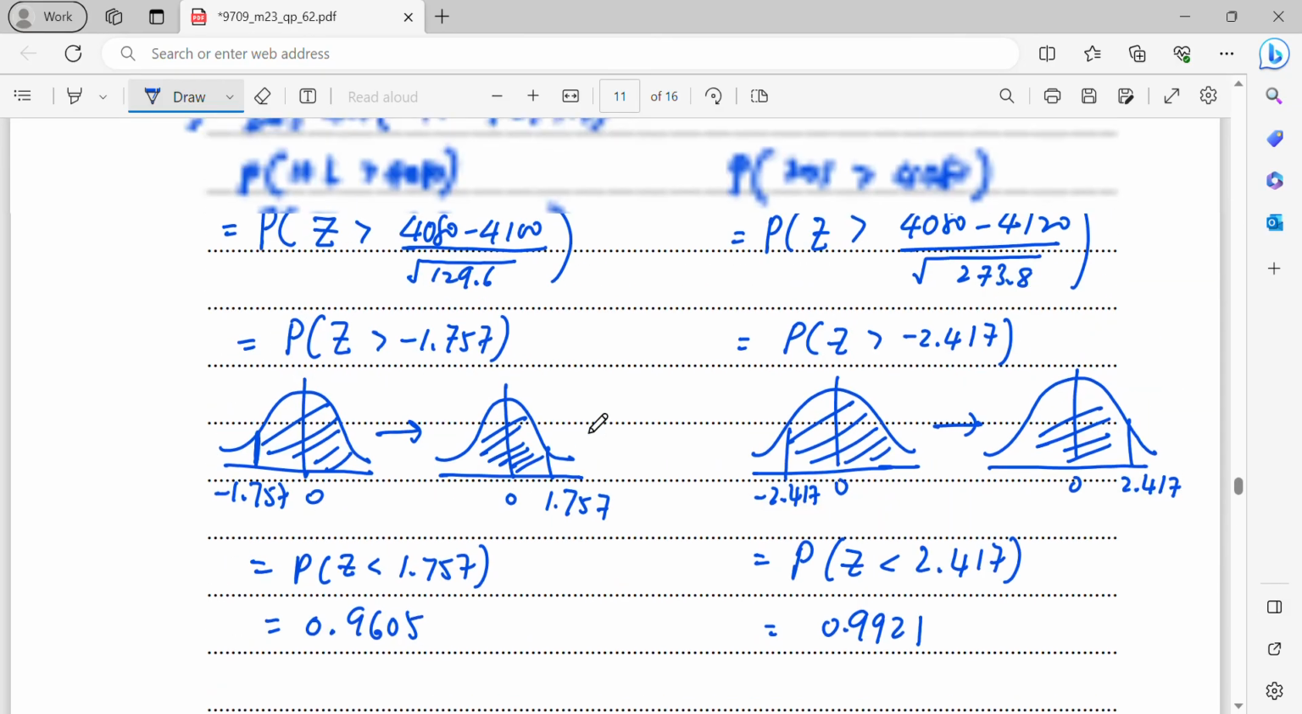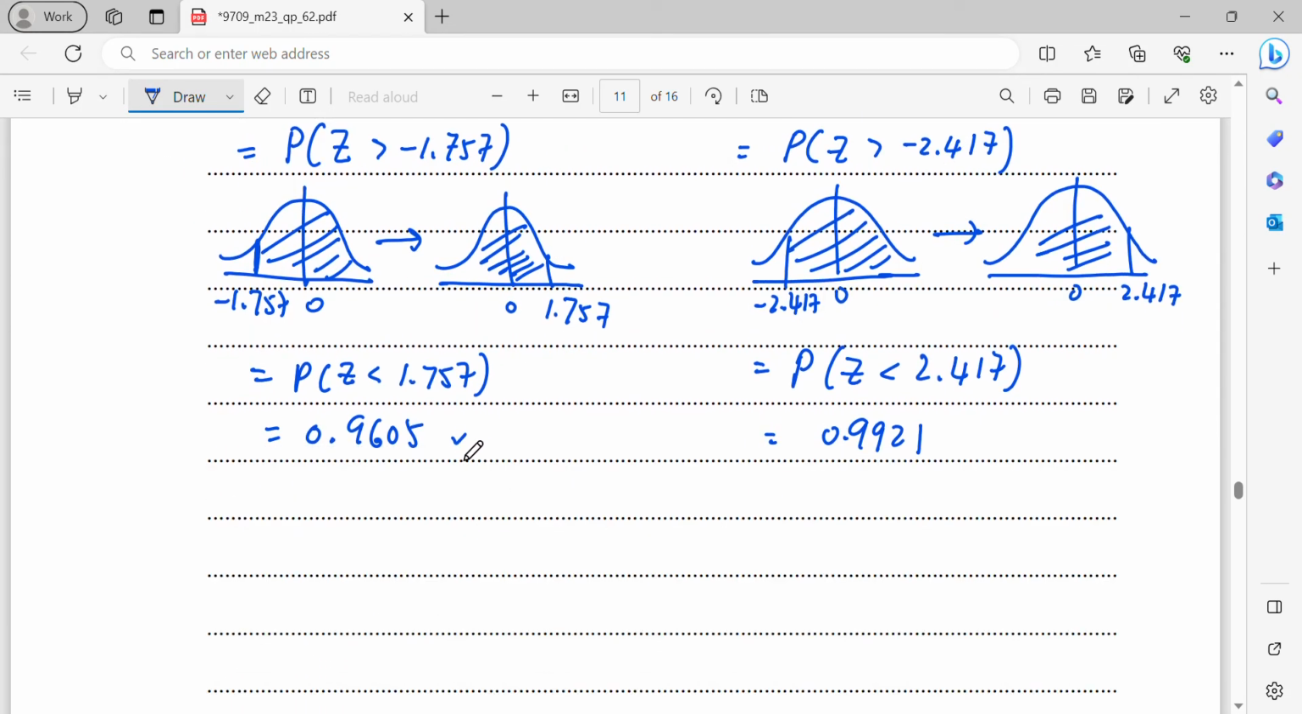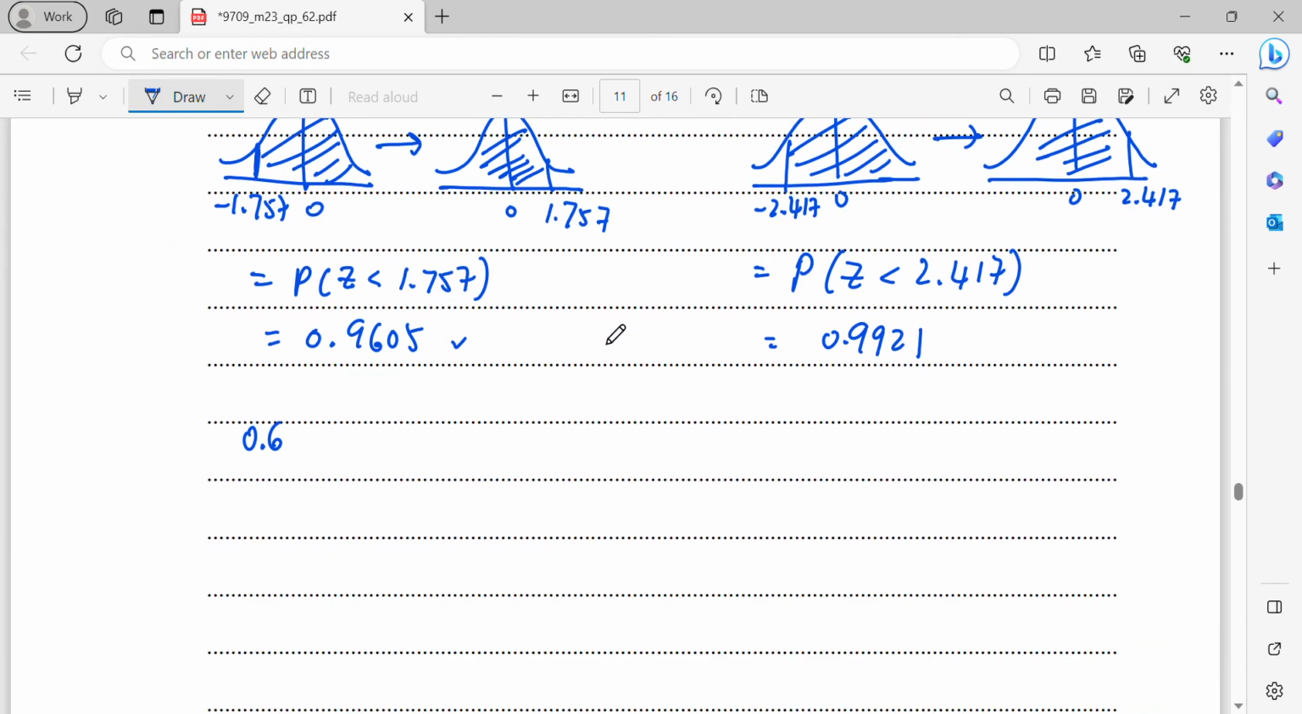That means for the 10 large packets to have a total mass of greater than 4080, it will be with 0.9605 probability. It's mentioned that 60% of the boxes have exactly 10 large packets. So it means that 0.6 of the boxes will contain 10 large packets.